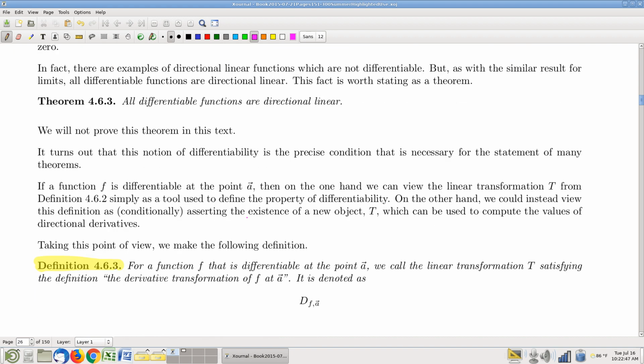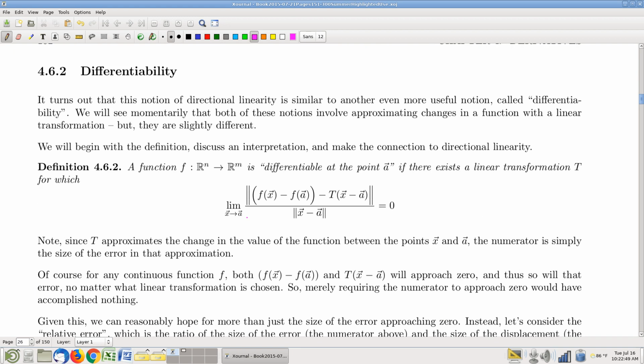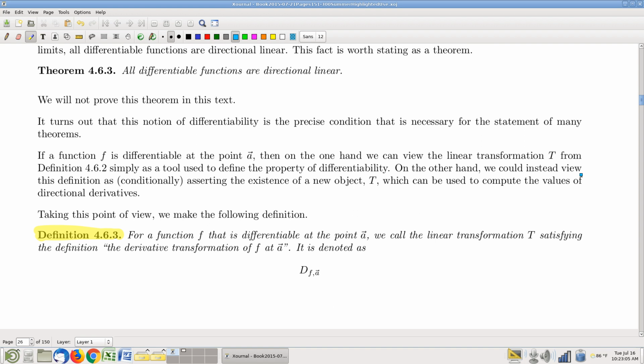Okay, so this definition of differentiability, notice there is this linear transformation that's referred to. This linear transformation has to exist. If a function is differentiable, that linear transformation exists. If it exists, we can give it a name. And the name that we're going to give to it is the derivative transformation of f. We're going to write it like this.